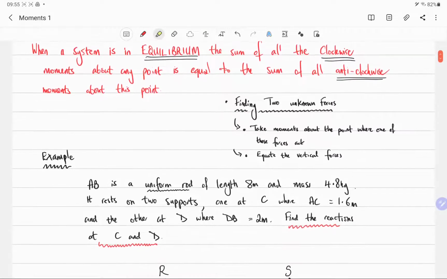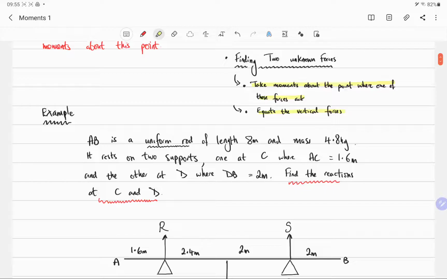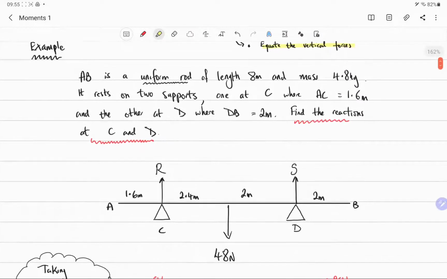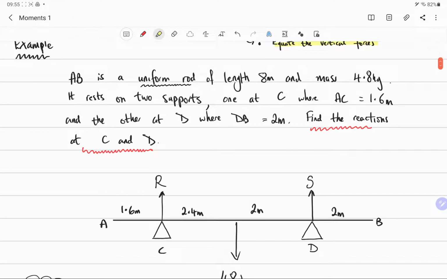Now in these first few questions we have to find 2 unknown forces, and what we need to do is take the moments about the point where one of these forces acts, and then we have to equate vertical forces. So it's best demonstrated with an example, and here is an example. AB is a uniform rod of length 8 meters and mass 4.8 kilograms. It rests on 2 supports, one at C where AC is 1.6 and the other at D where DB is 2 meters. Find the reactions at C and D.